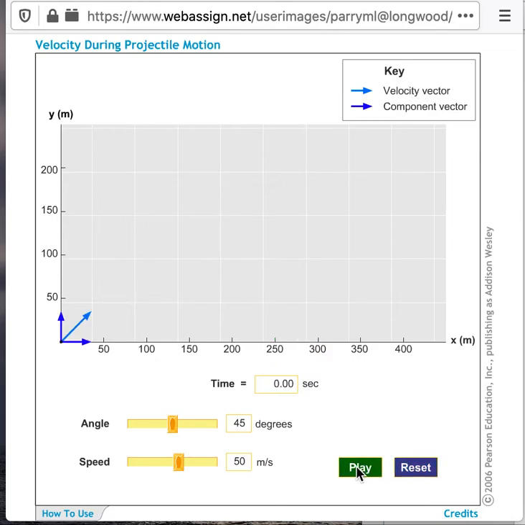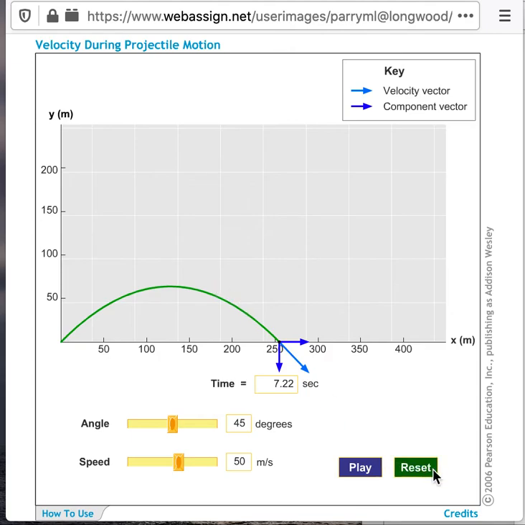I'm going to reset it and we're going to look at the motion on the way up. We're going to focus on the vertical component of the velocity, and I'm going to hit play. I notice that on the way up, the vertical velocity decreases. But when it gets to the very top, where it's about ready to turn around and come back down, the vertical velocity is 0 for an instant in time.